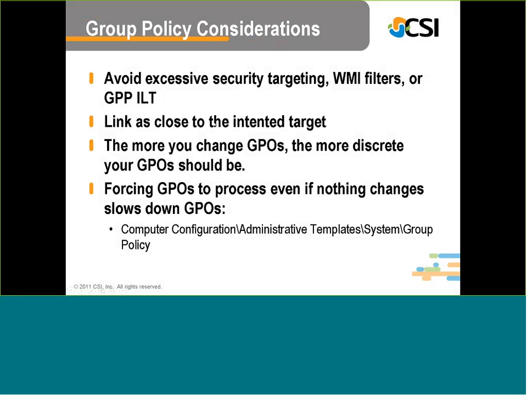Again, link as close as possible to the intended target. The more you change GPOs, the more discrete you should be. So if I always go in and edit certain shortcuts or certain maps over and over again, changing it to the next thing, and the next thing, that's going to create a massive amount of churn. So what I should do is be more discreet, take everything but the thing I change out of the GPO and have it be separate. That'll give you better performance.